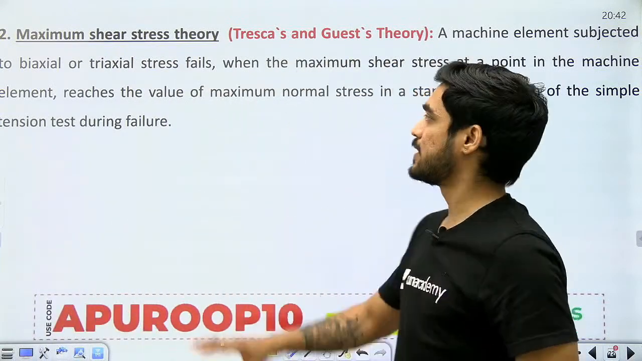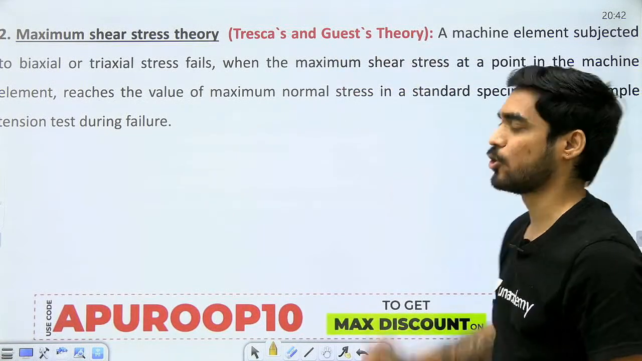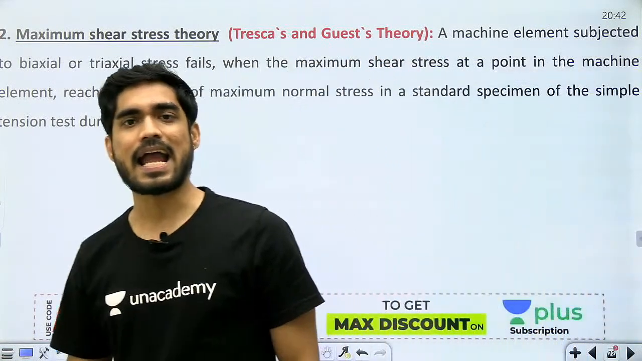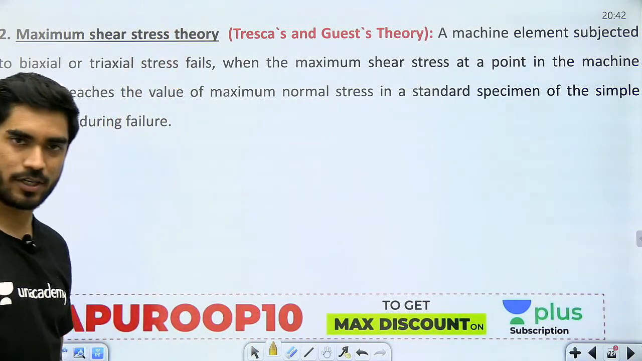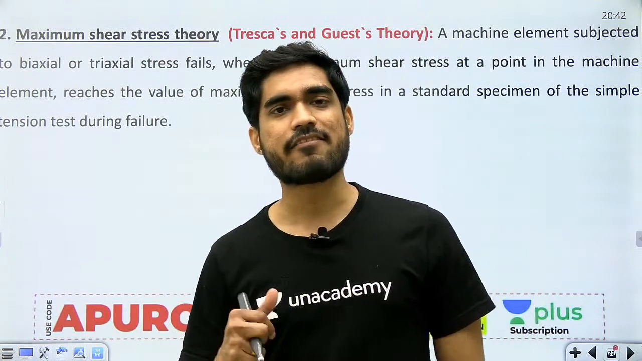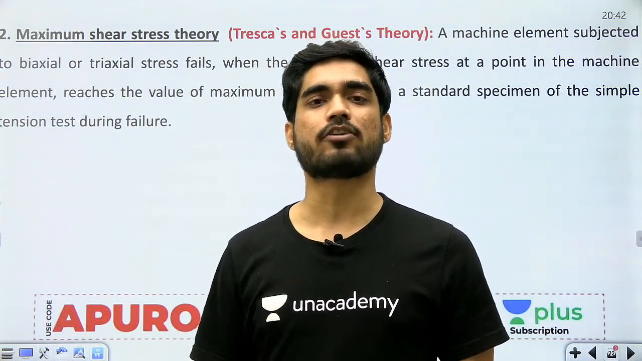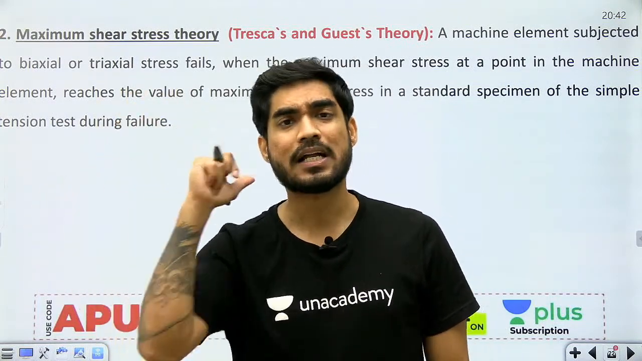अब second theory of failure पे चले जाते हैं, maximum shear stress theory, which is also known as Tresca and Guest theory. Let's understand what is maximum shear stress theory. By the name itself it is clear that here we are going to assume that the material is going to fail due to tau maximum, not sigma maximum. It is going to fail due to tau maximum.